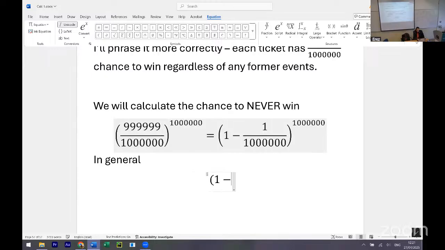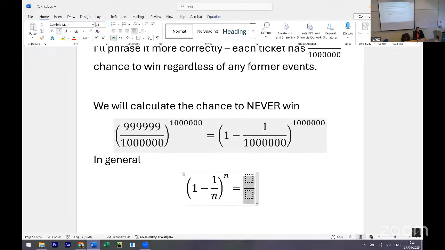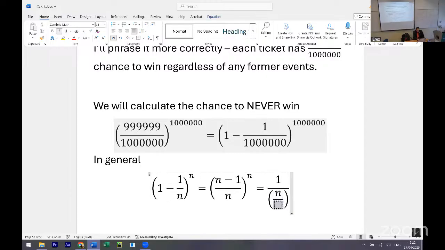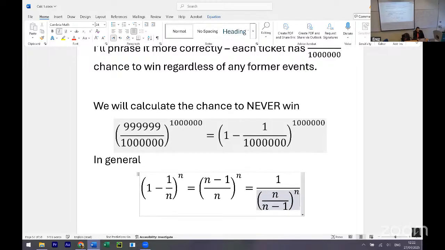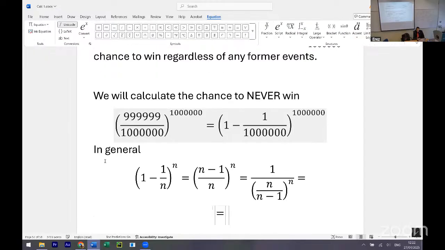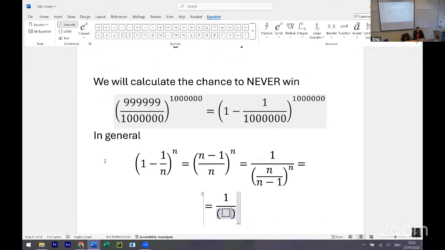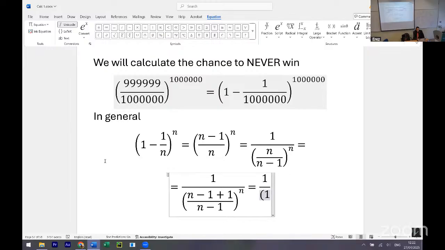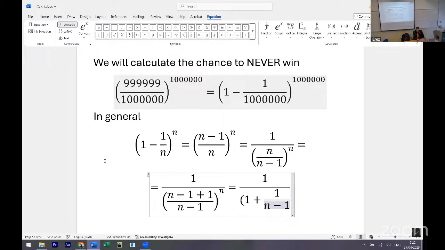(1 minus 1 over n) to the power of n is equal to ((n minus 1) over n) to the power of n, which is the inverse of (n over (n minus 1)) to the power of n, which is 1 over (1 plus 1 over (n minus 1)) to the power of n. Do you follow the algebra so far? This is actually calculus, you need to know that stuff.